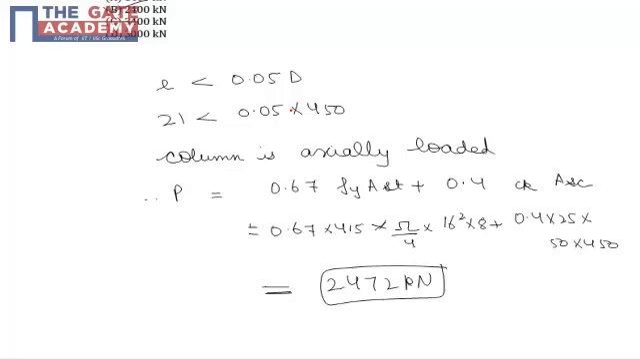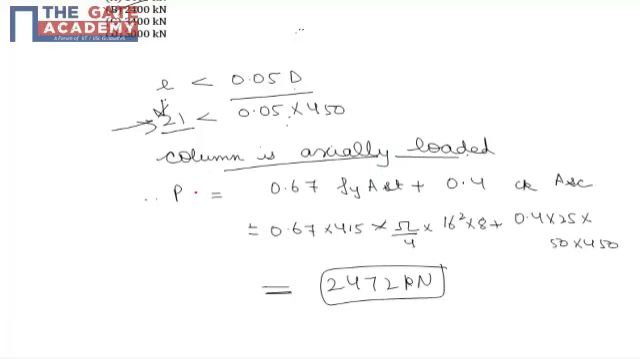Now to check whether this is an axially loaded column, a uniaxially loaded column or a biaxially loaded column, we will apply a check that eccentricity in both directions should be less than 0.05 d, where d is the larger dimension of the column. Now here e is calculated as 21. So 21 is obviously less than 0.05 into 450, that is, the eccentricity for which design has to be done is less than 0.05 d. That means that the column is axially loaded.